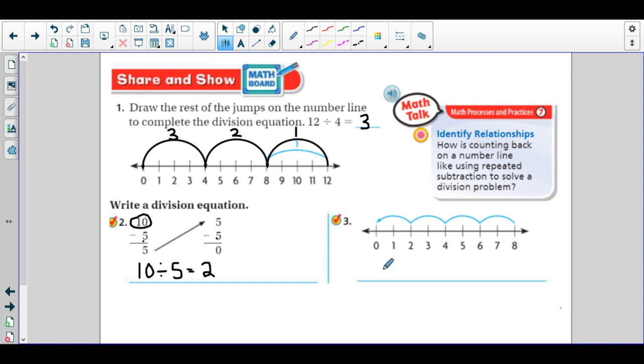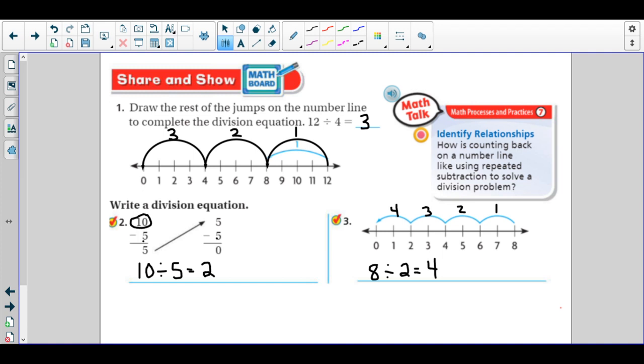And then what is the problem that we have right here? Well, we started with 8. How much was each jump? Okay, 1, 2, 1, 2, 1, 2, 1, 2. And how many did we make? 4. So that's the problem right there.